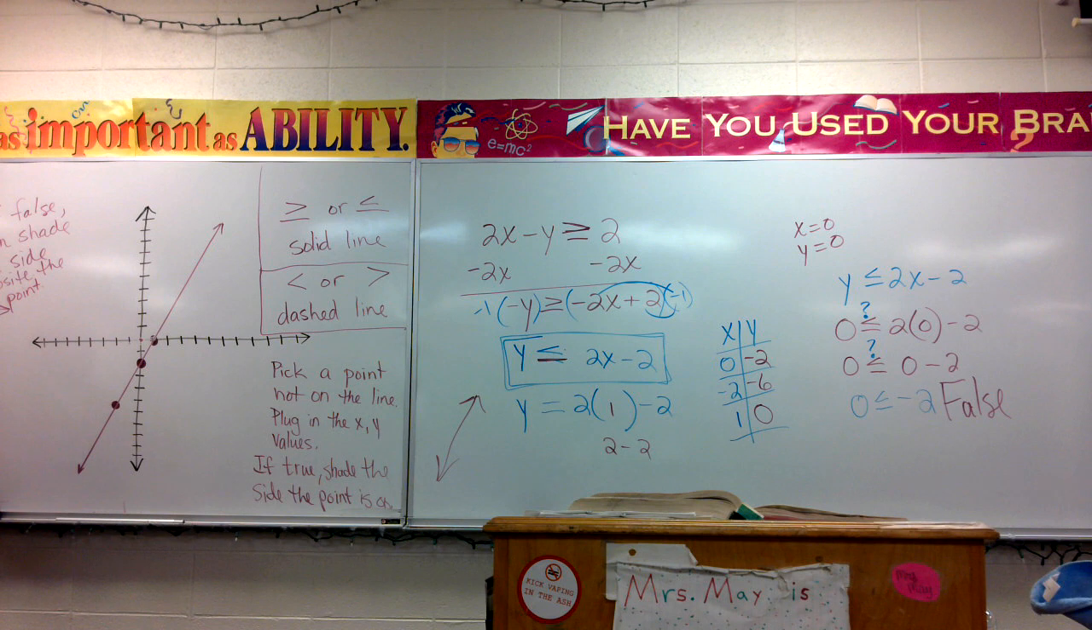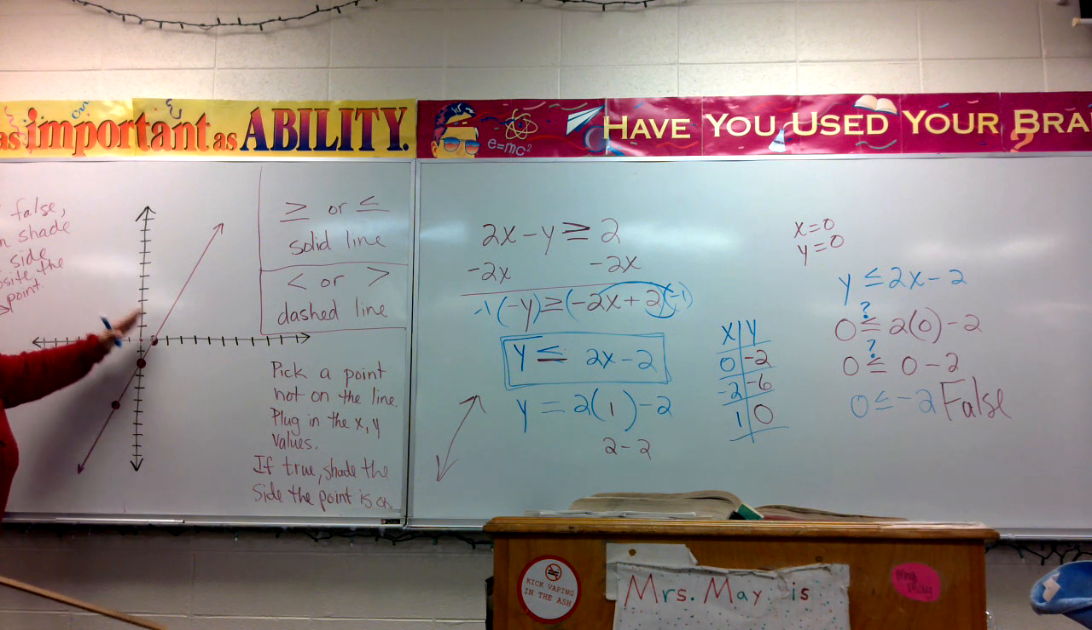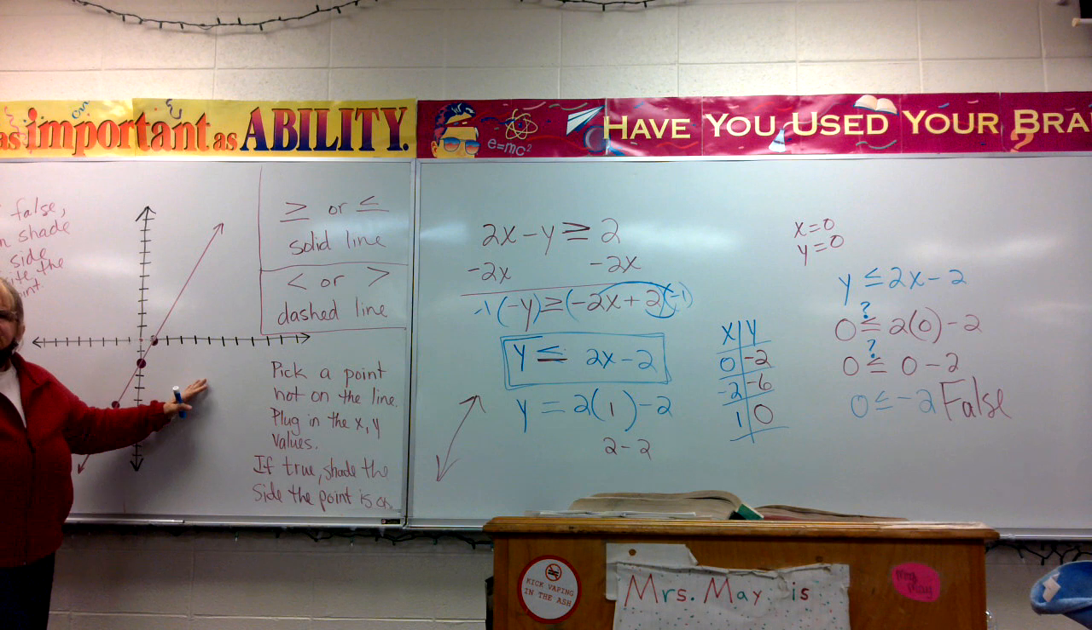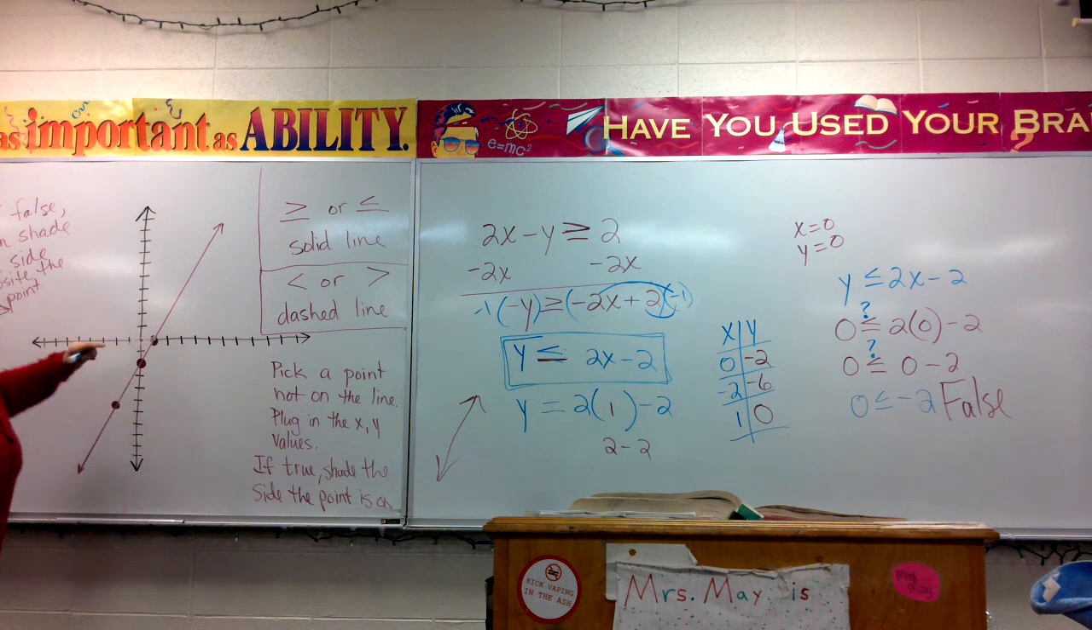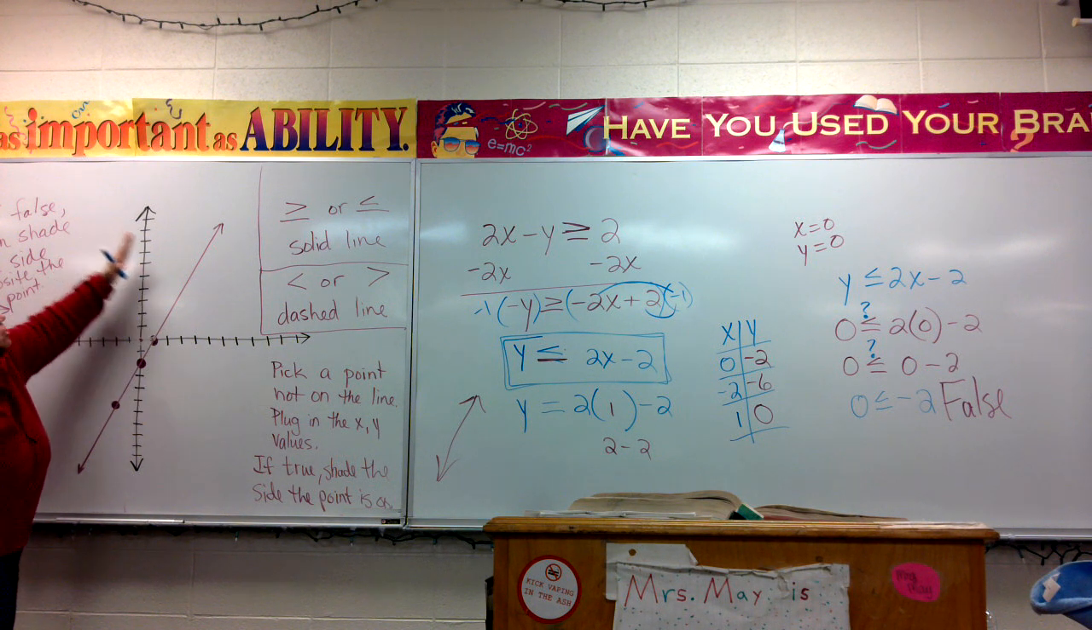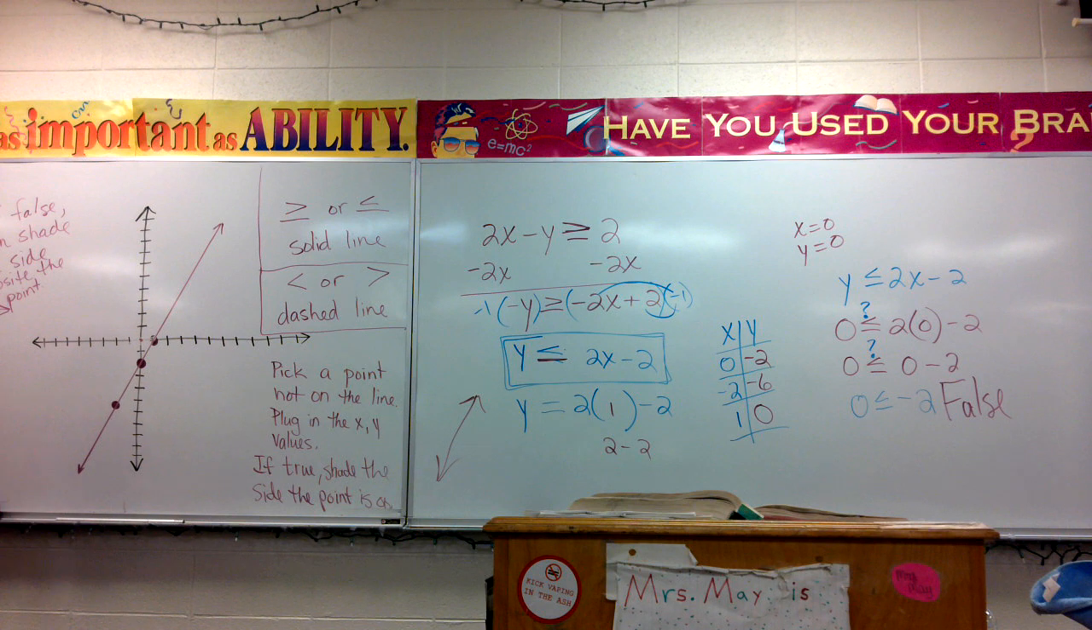So what we're doing is checking to see if we have a solution here. If you plug it in and it doesn't work, then it's not a solution. So you don't want to shade that side. You want to shade the side opposite of it. If you plug it in and it does work, it is true, that means it is a solution and you would shade that side. Does that make sense?